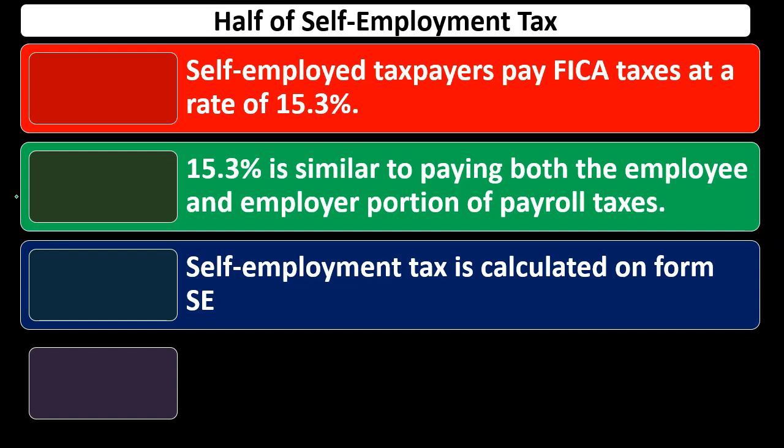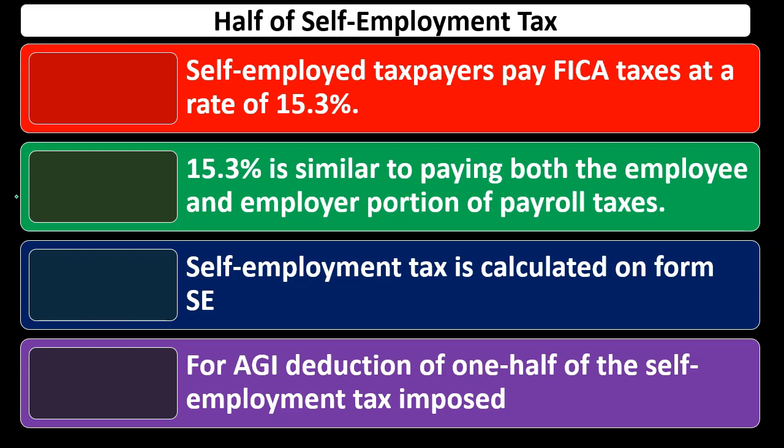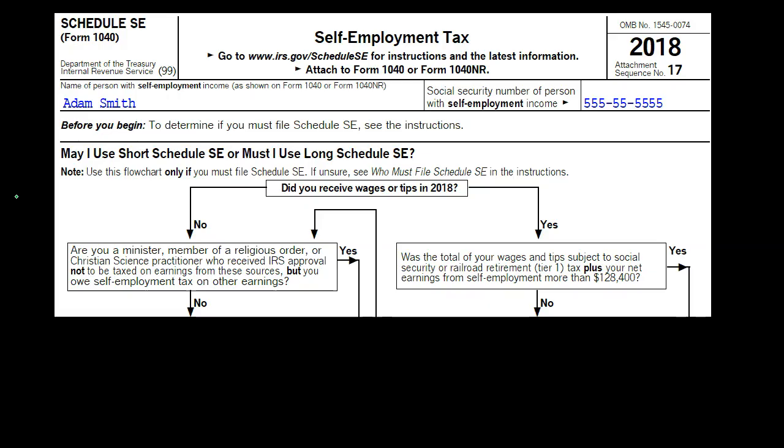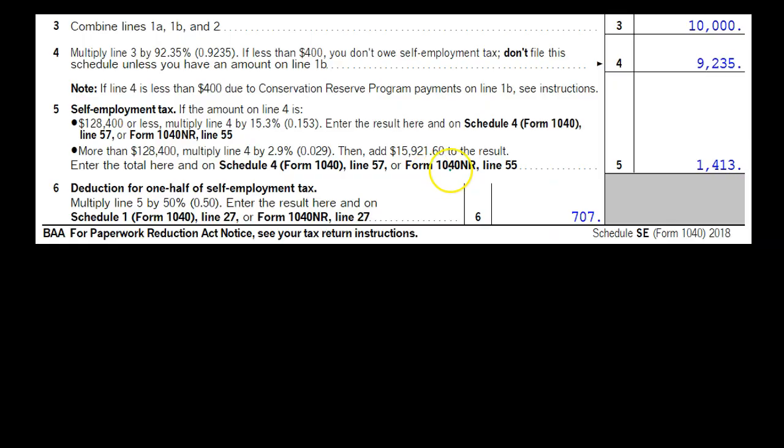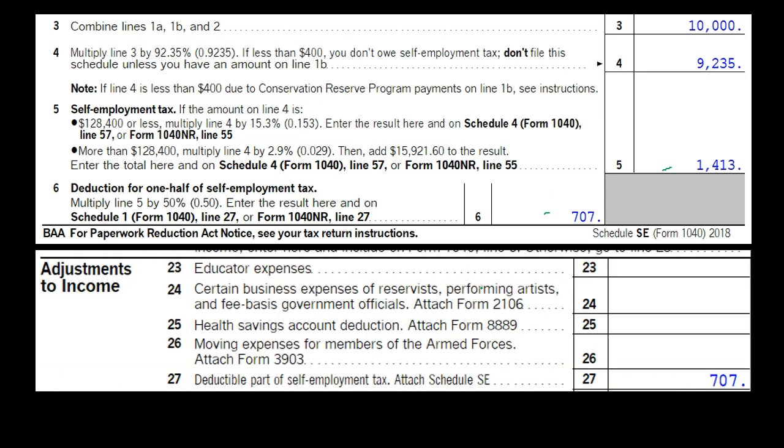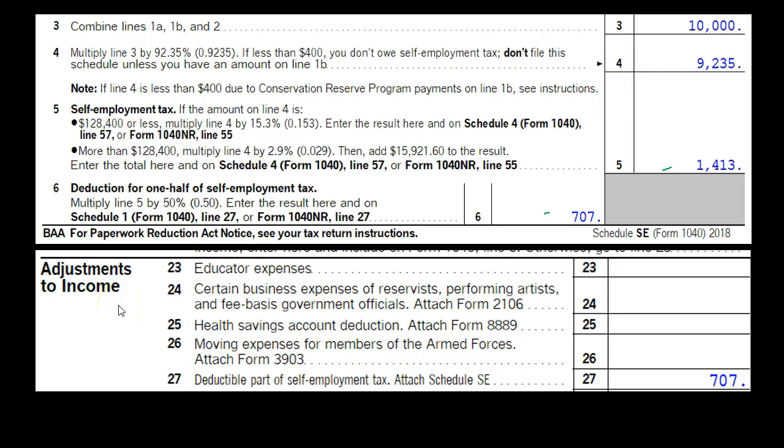the taxes paid. Self-employment tax is calculated on Form SE, as we saw on the prior slide. A for AGI, adjusted gross income deduction of 1/2 of the self-employment taxes is imposed. So then we get to deduct 1/2 of the self-employment tax. So we have the Schedule SE, and once again, we have the tax calculation here, and then 1/2 of it, you can see here, is going to then be pulled forward to the Schedule 1 on the 1040. And then if you look at Schedule 1 on the 1040, there's that 707. Next presentation, we'll take a look at this in tax software, might get a better idea of how this is all put together.